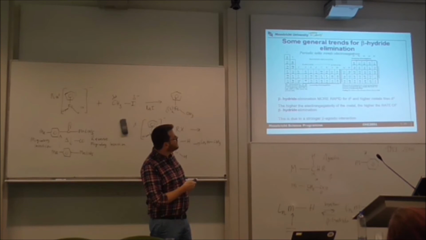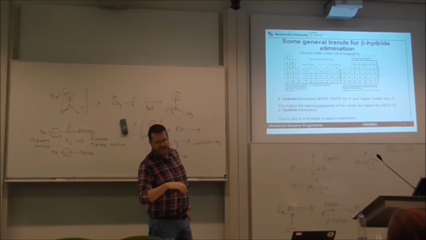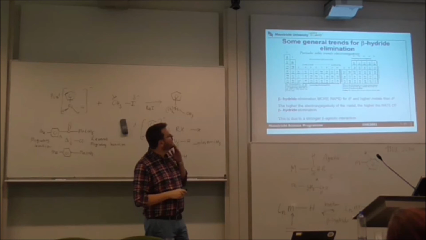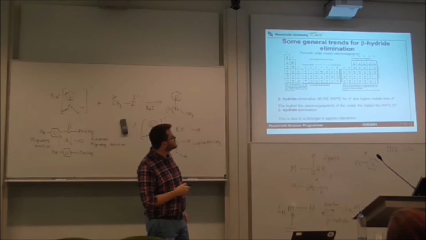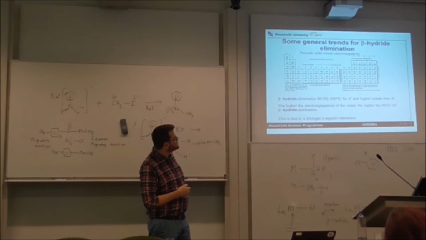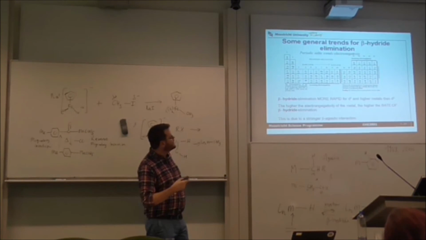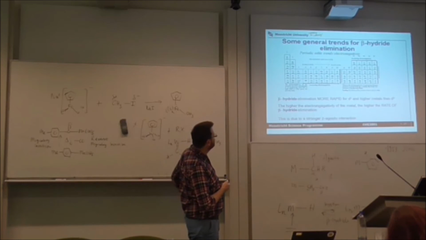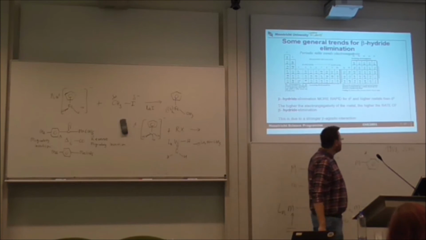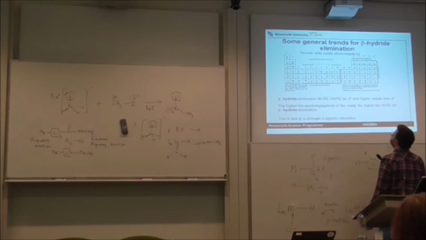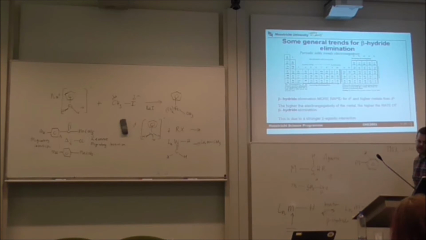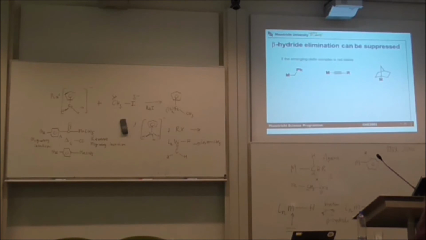There are, of course, exceptions to this. This is really not always the case. But if you, for example, want to look at the relative stability to beta H elimination of a nickel alkyl versus a chromium alkyl, because the nickel is slightly more electronegative, it should enhance the propensity for it to do a beta H elimination. We can, of course, block this, fortunately.